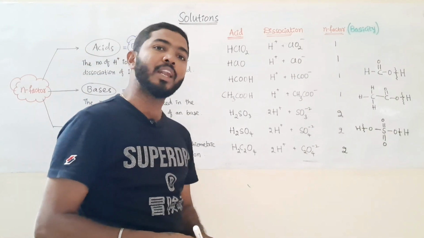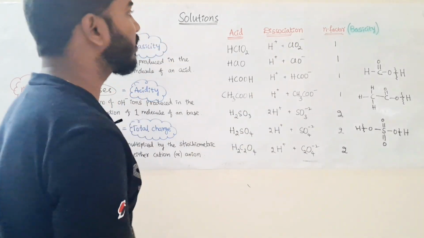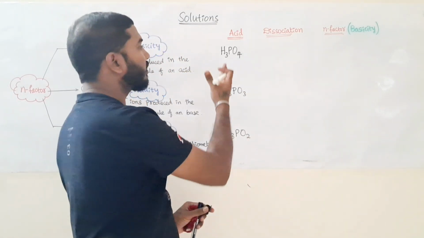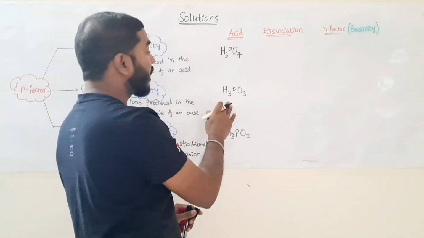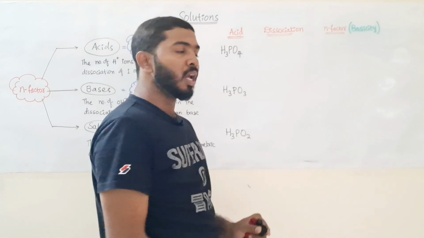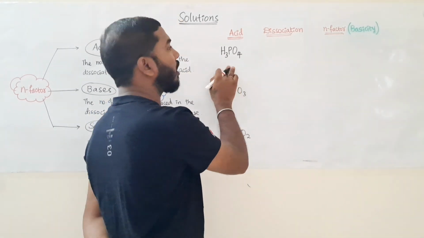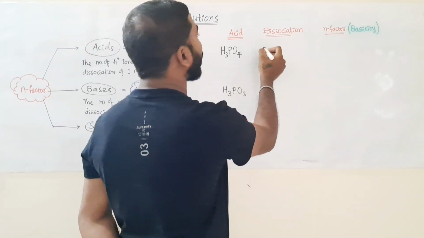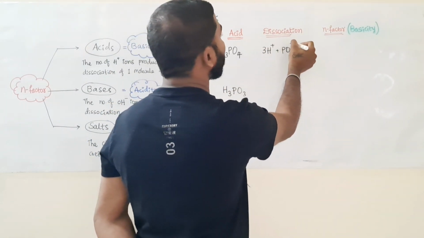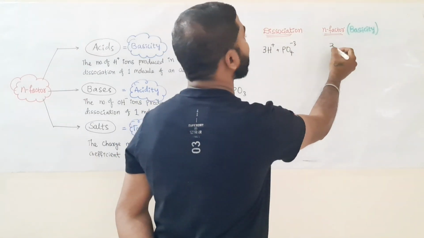Hope it is clear. Let me come up with some more examples on these acids only. You please try to take the screenshot. Here are the 3 examples: H3PO4 phosphoric acid, H3PO3 phosphorous acid, H3PO2 hypophosphorous acid. Let us now think about the dissociations and N factors for these 3 compounds. If you look at H3PO4, we are going to get 3 H plus ions and PO4 3 minus, that is the phosphate ion. Since we have got 3 H plus ions, the N factor is going to be 3.